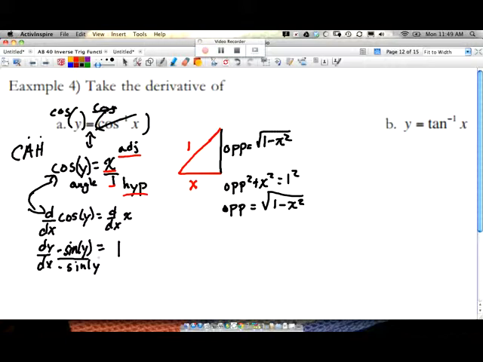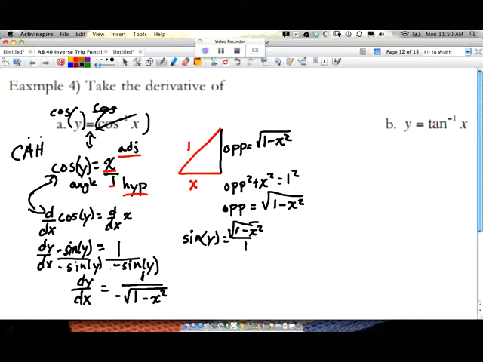Then I divide both sides by negative sine y. And what do we get? Well, sine of y was the opposite over the hypotenuse, and the opposite in this case is 1 minus x squared, all square rooted, and the hypotenuse is 1. So this is going to be 1 over negative square root of 1 minus x squared. That's my dy dx. Okay, that was crazy.